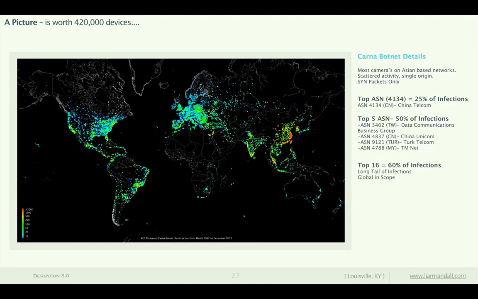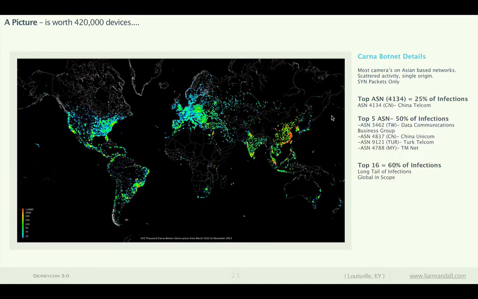Let's consider here a little ASN analysis. So ASNs are autonomous system numbers. Those are the numbers that are given to the networks that make up the internet itself. So 25% of these infections were on one single network, and that would be this big red area you can see over here in China. They were connected to China Telecom.